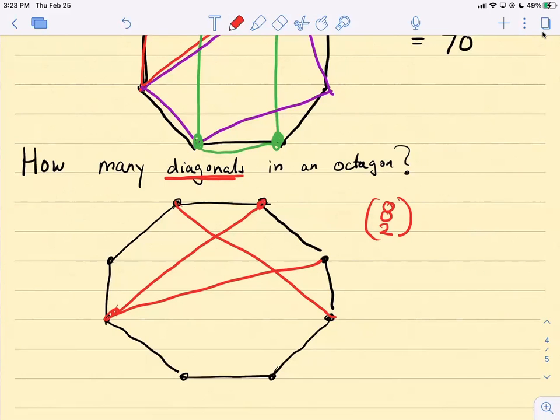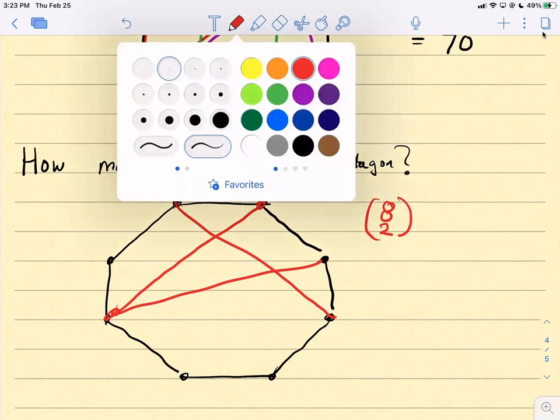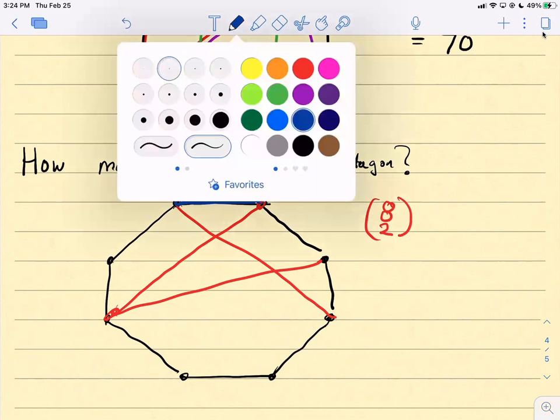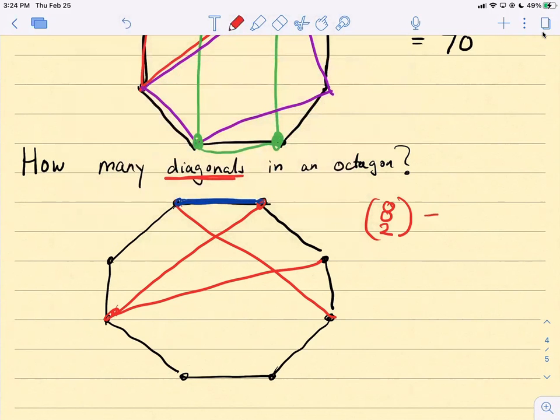Exactly. 8 choose 2 also includes this blue one. I'm going to draw it here. It includes the edges, right? Because that's 2 friends you can pick to go to the movie with you. If they're on the octagon right next to each other, that would be included in 8 choose 2. But we don't consider that a diagonal, that's considered an edge because it's on the border. So you just subtract 8. This is just a unique thing about counting diagonals, you just have to adjust for that.